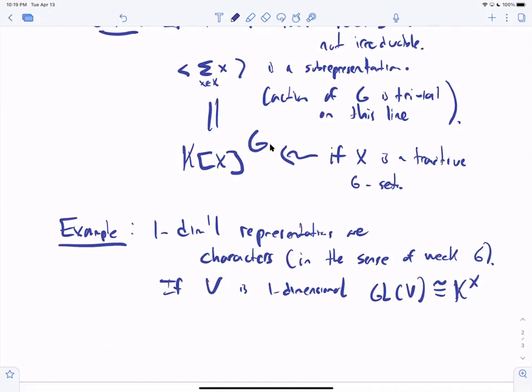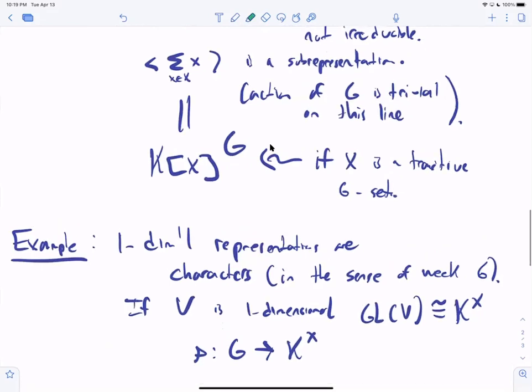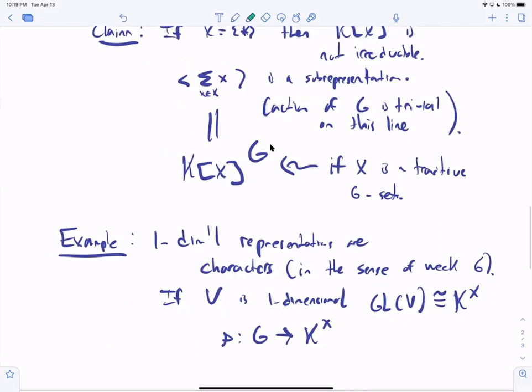So the invertible ones are just multiplication by elements of K cross. And so for any one-dimensional representation, rho is just a map from G to K cross. So one-dimensional representations are just characters in the sense that they're homomorphisms from G to K cross. Let me just highlight, and I mentioned this back at the time, and I'll mention it again now because the meaning of this word is about to change.